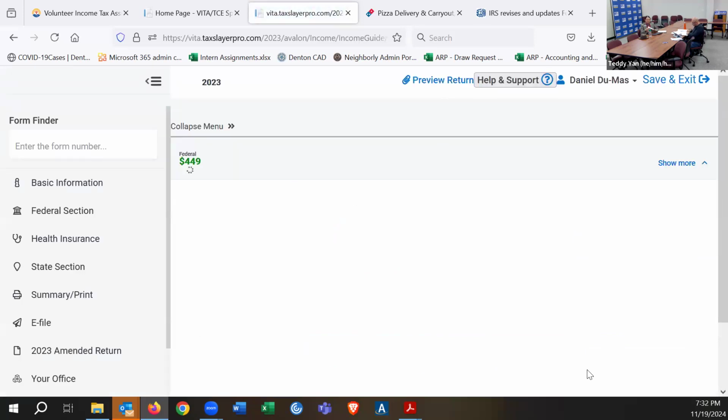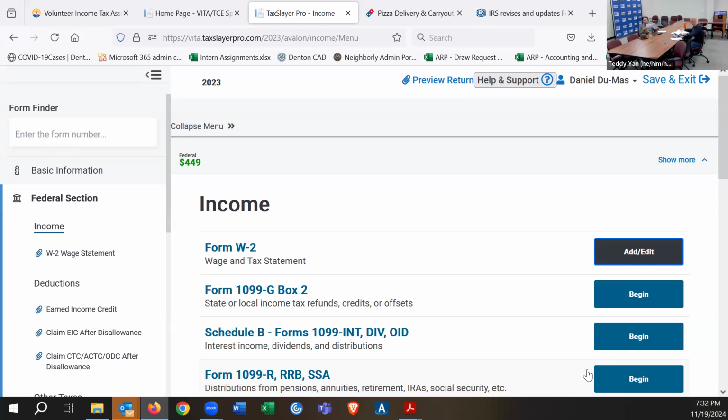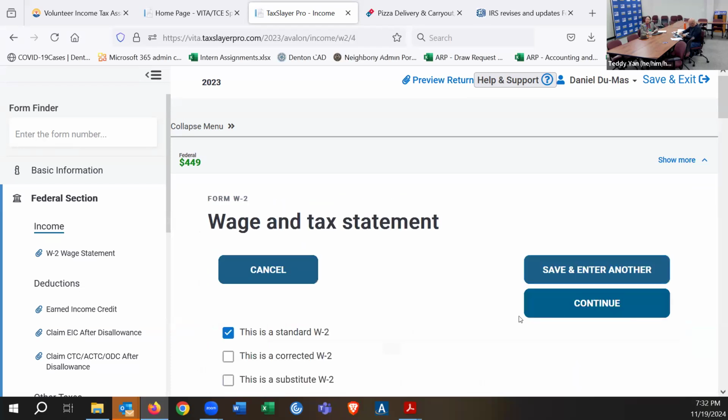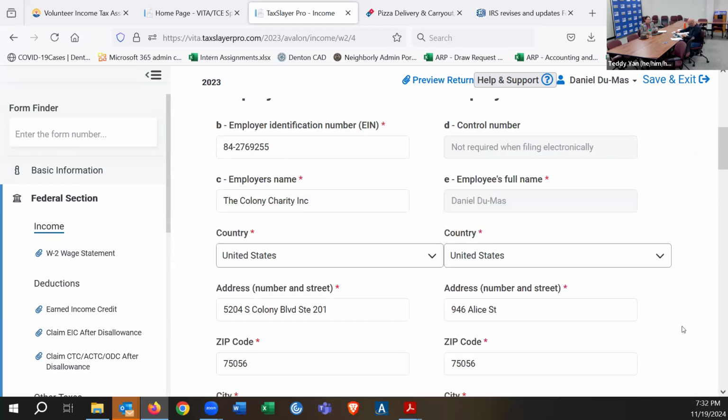That should dump you into the income screen, wherein we have a W-2. And joy of joys, this is a relatively simple W-2 to add in. I have done no trickery with this one. It's a standard W-2. It is employer's identification number of 842769255.